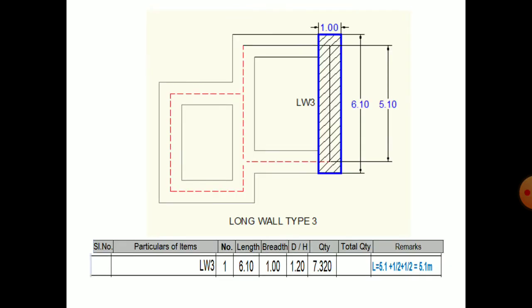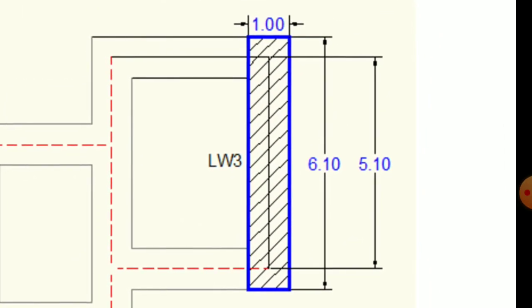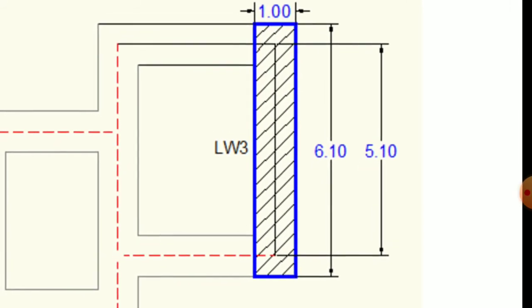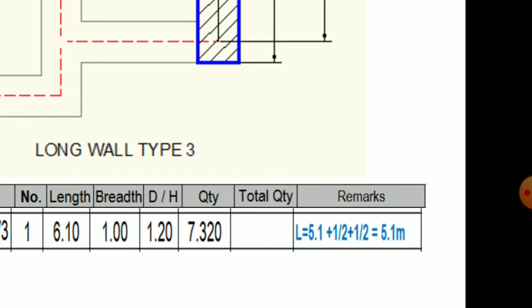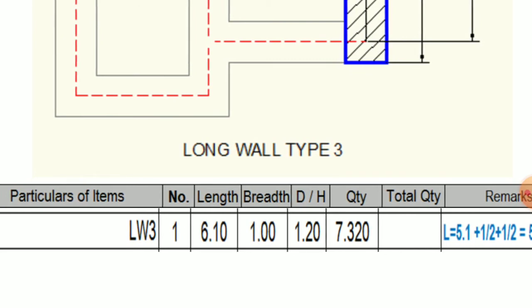Now the third wall in the vertical direction, center distance is 5.1. So out to out distance will be 6.1. How we have got 6.1 is 5.1 plus half, that is 6.1. So this is long wall type 3, 6.1 into 1 meter into 1.2 meter. Total quantity will be 7.32 meter.